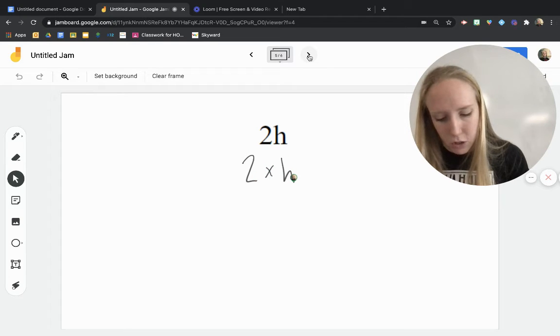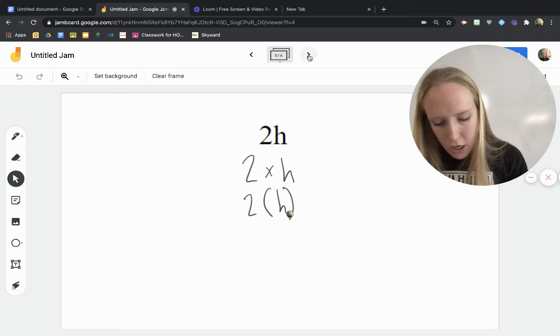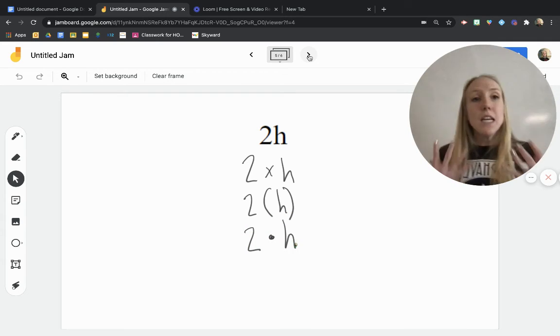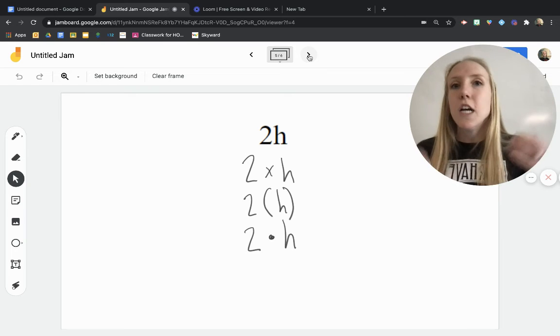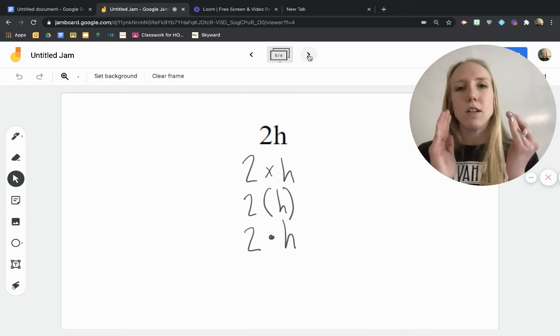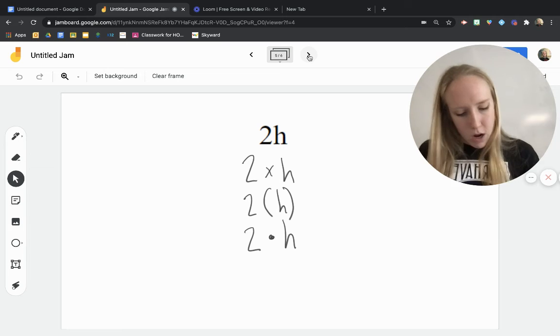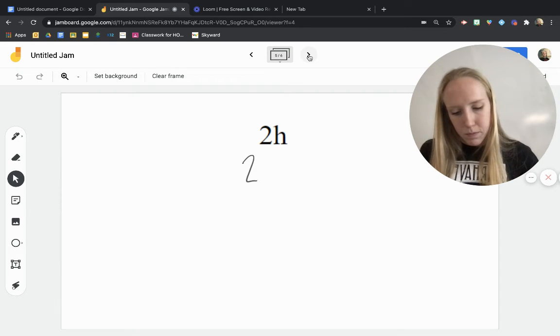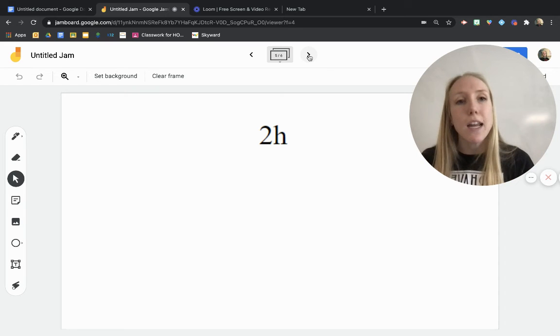And remember, there are lots of different ways to write multiplication. But the easiest way to show it is just to smush those 2 things right together and use parentheses if we need to. So we know that this is being multiplied. This is 2 times h.